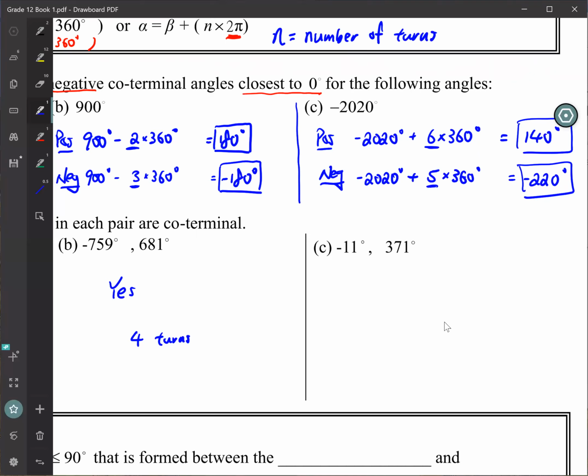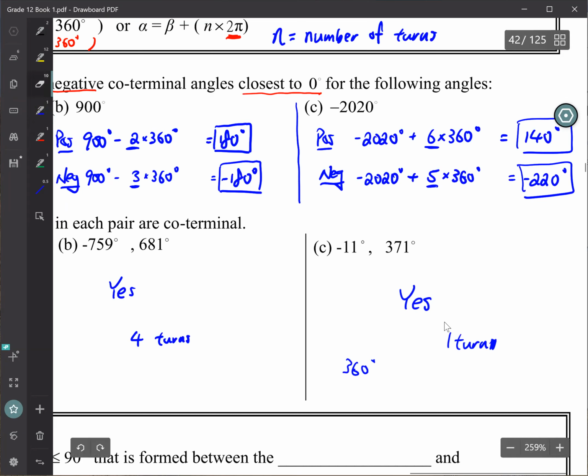Yes. Okay. How do you know? How many turns? One turn. How did you figure it out? Because if you subtract 360 from 371, it's 11. Do we want to get 11, or negative 11? Sorry. What subtracts what? Which one subtracts which one?